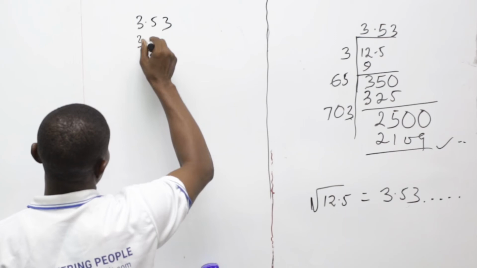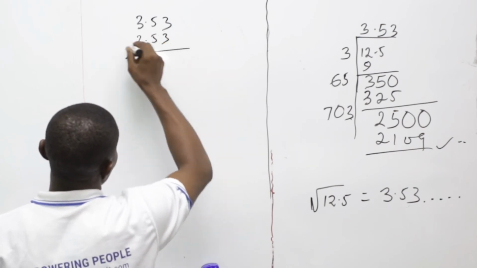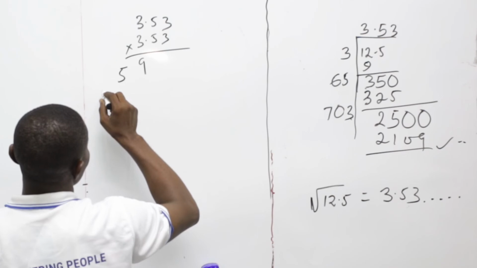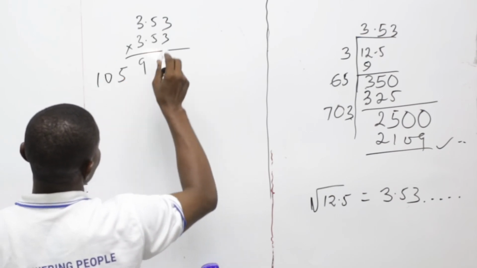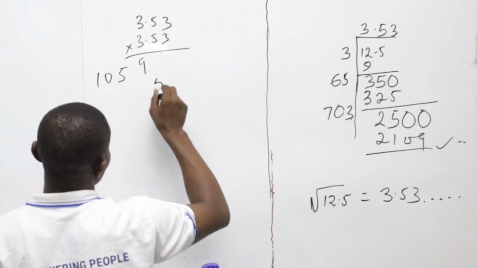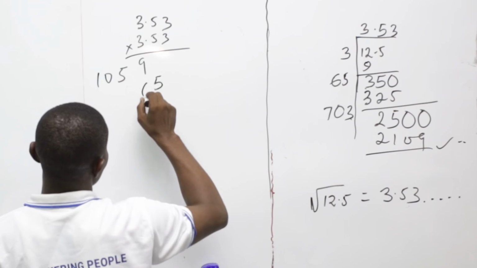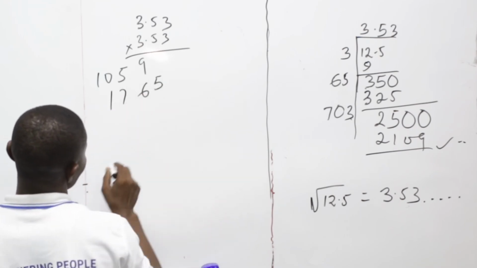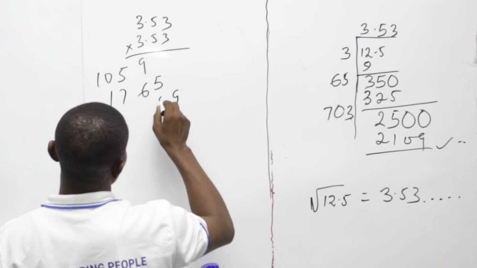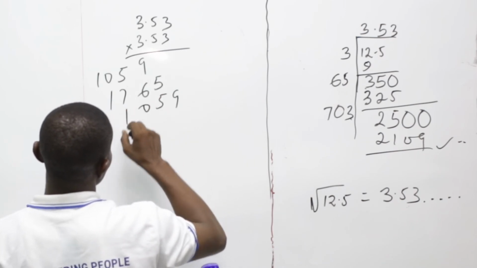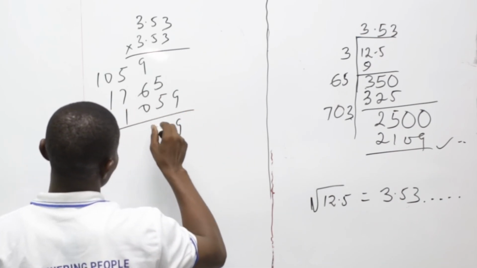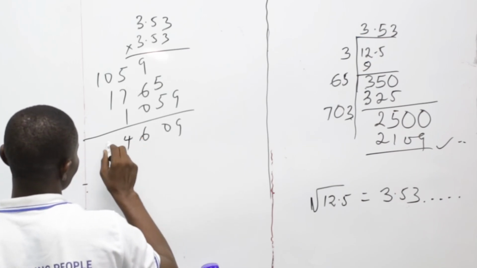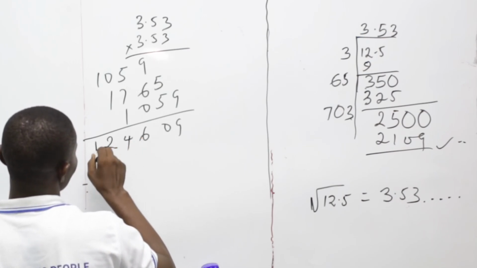3.53. 3.53 multiplied by this is 9, 15 carry 1, 9, 10, this is 15, carry 1, 25, 26, carry 2, 15, 17, this is 9, 15, carry 1, 9, 10, you add 9, 0, 6, 14, 2, 1.